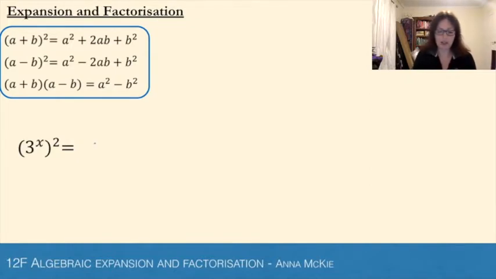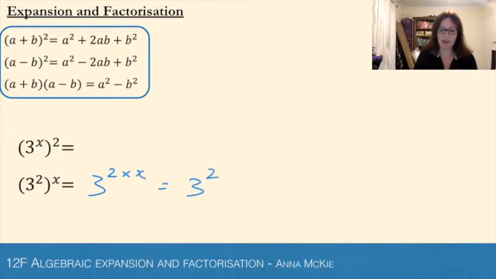Your index laws should tell you that this is equal to 3x, and then you multiply that by 2. So you're multiplying the powers. You don't raise it, so it's not 3x to the power of 2. It's not squared like that. And that is equal to 3 to the power of 2x. What about the second one here? That's equivalent to 3 to the power of 2 multiplied by x, which again is going to give you 3 to the power of 2x.